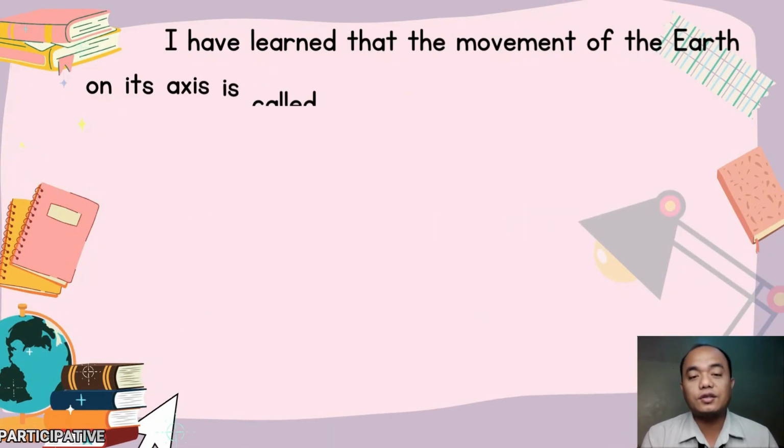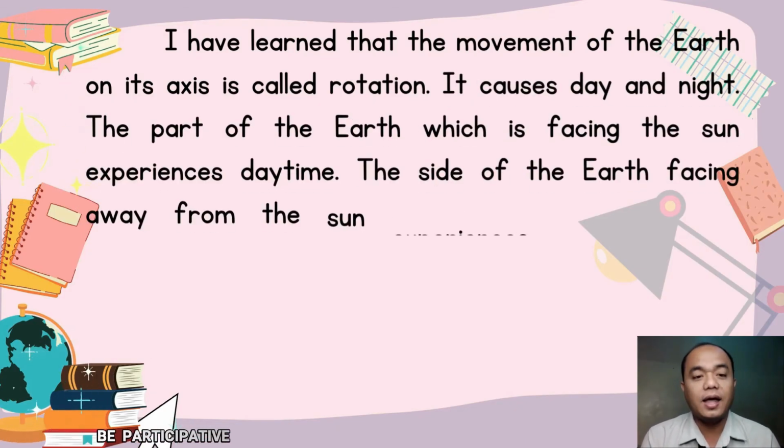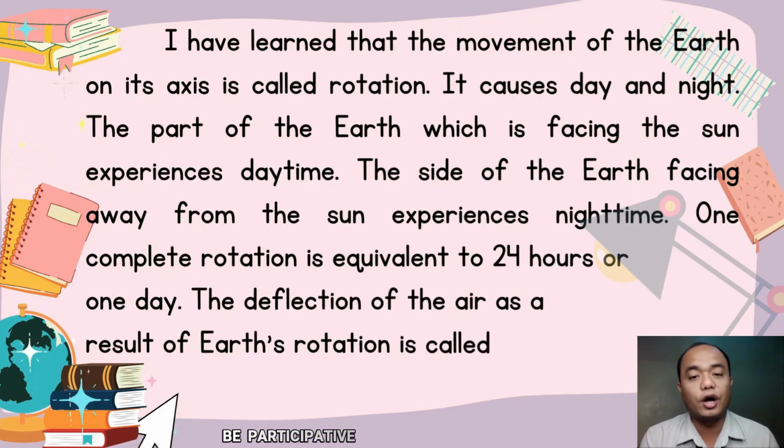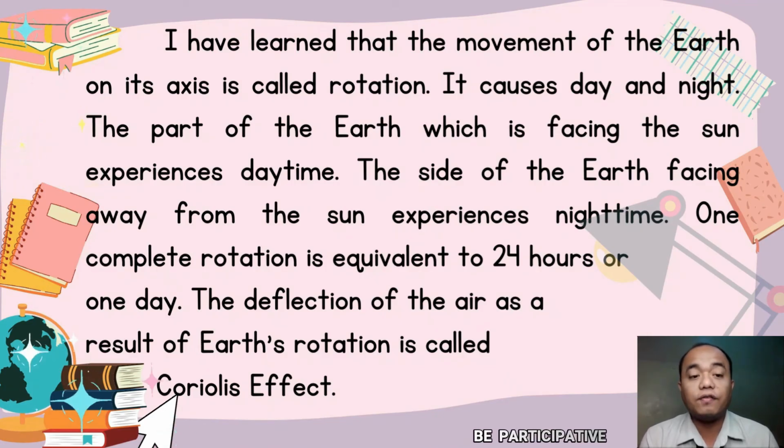So let us read all together the What I Have Learned part of your Module 5 in Lesson 1. I have learned that the movement of the Earth on its axis is called rotation. It causes day and night. The part of the Earth which is facing the Sun experiences daytime. The side of the Earth facing away from the Sun experiences nighttime. One complete rotation is equivalent to 24 hours or 1 day. The deflection of the air as the result of Earth's rotation is called Coriolis Effect.